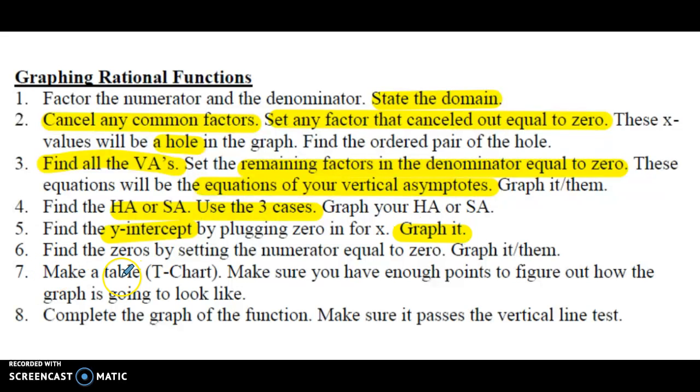Step 6 says find the zeros by setting the numerator equal to 0 and then graphing it. Step 7 says make a table or some type of t-chart. Make sure you have enough points to figure out how the graph is going to look. This part we'll actually use a calculator to graph it and look at our table to find points. Last step, step 8, complete the graph of the function. Make sure it passes the vertical line test.